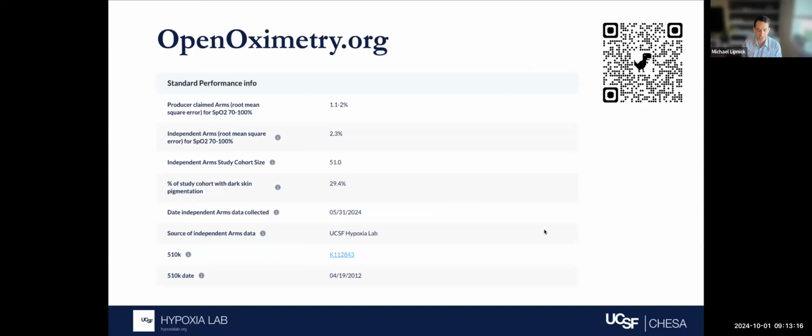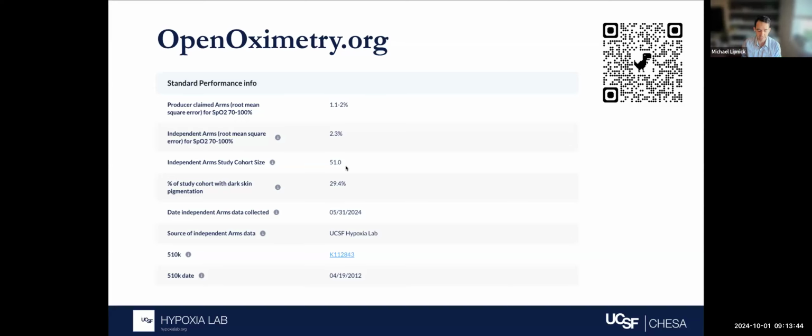On the website, we've pushed a lot of data in the last few days. So at openoximetry.org, there's the standard performance data. So ARMS from the manufacturer when we can find it. The ARMS that we are calculating, our max steady cohort. So for this particular device at 51. And when you see a cohort here reported, we're reporting the max cohort that met the criteria for skin pigment diversity and all of these other things that I've mentioned to you.